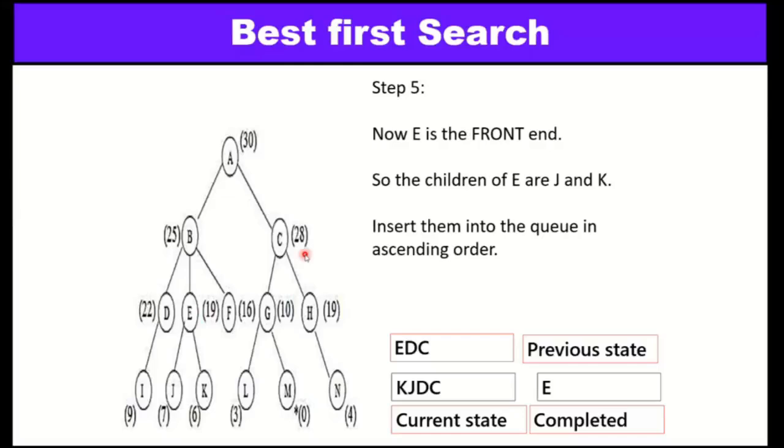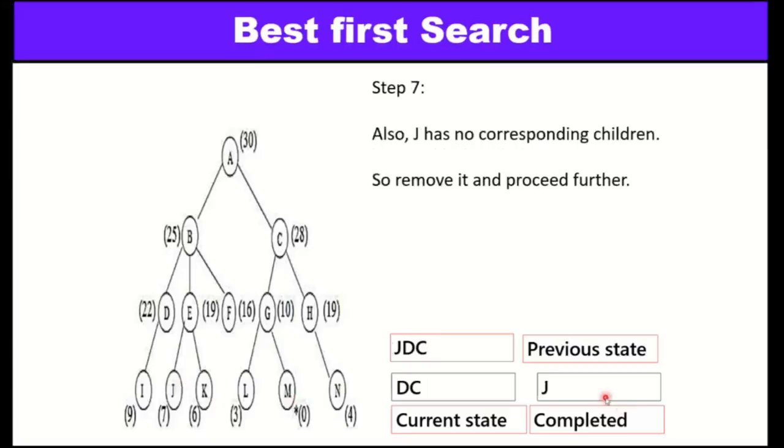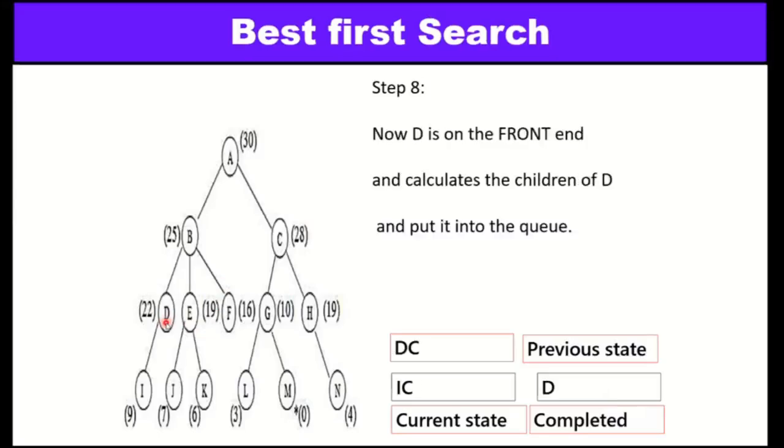And now again we are at J, correct? Now K was on the top, so K is removed. Remember our goal is M, the star indicates the goal, so we have to go to M. So K was 6, so K is gone away. Now J is on the top. Now J goes out, and what remains is D and C, correct? So D is lowest, so D will be expanded.